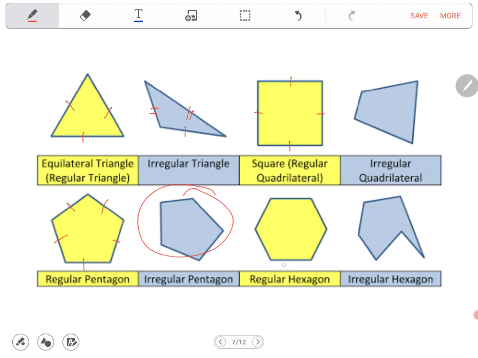Okay, next is a regular hexagon. Now with a regular hexagon, we know that all 6 sides are equal. This one is a weird looking thing, but when you look at it, it has 6 sides, because you will have 1, 2, 3, 4, 5, 6. So it is still a hexagon with 6 sides, but it is really a weird looking thing. That is why we call it an irregular hexagon.